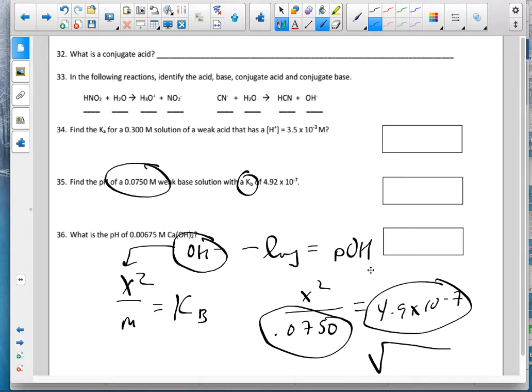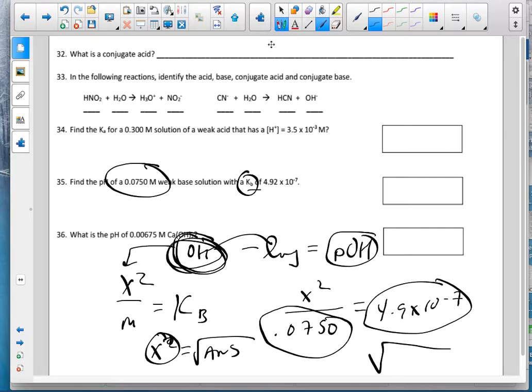The last thing I have to make sure I do when it's Kb is I have to remember to subtract from 14. So take whatever you get. So multiply 0.0750 times 4.9 times 10 to the negative 7th. That's going to be equal, X squared is going to be equal to that answer, whatever you just got. Then you take the square root of that answer, you get X. Then that X is the same thing as OH minus. You take the negative log of it, and then you go from here.